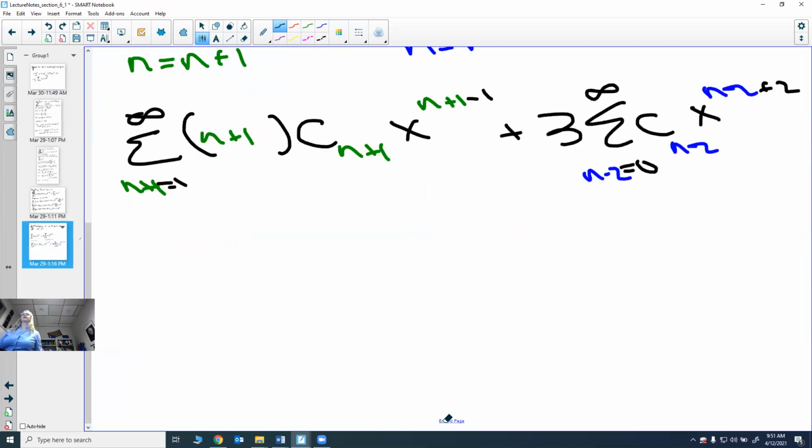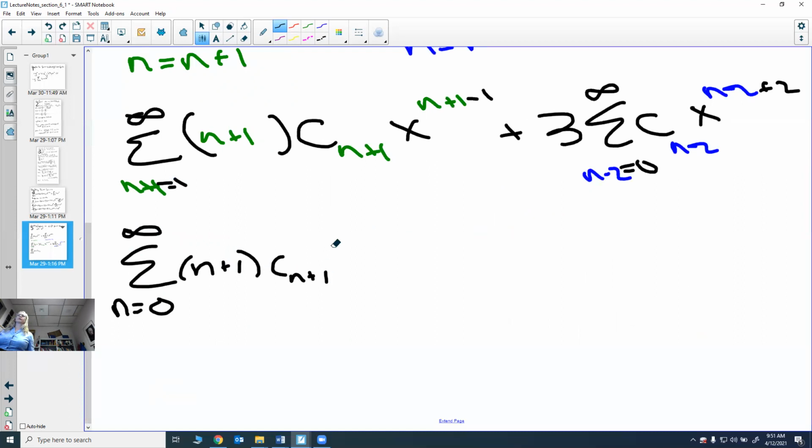All right. So now let's simplify things a little bit here, see what we have. This is going to be the summation n equals, since this was plus 1, you're going to subtract 1 from both sides. This one now starts n equals 0 to infinity. You're going to have n plus 1, c sub n plus 1, x to the n, because n plus 1 minus 1 is n, sorry, plus 3.